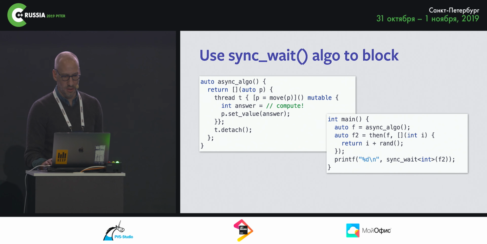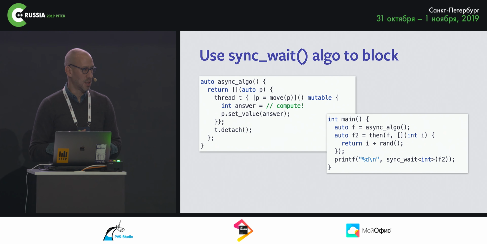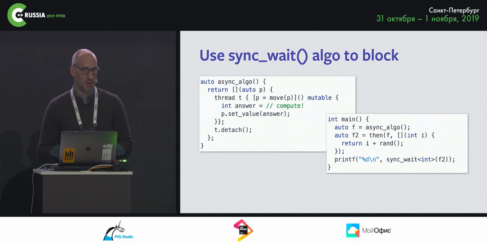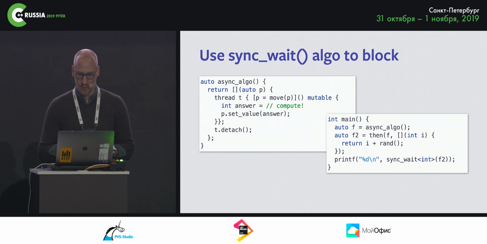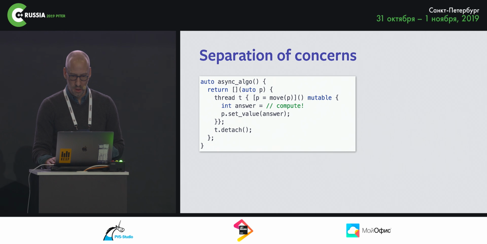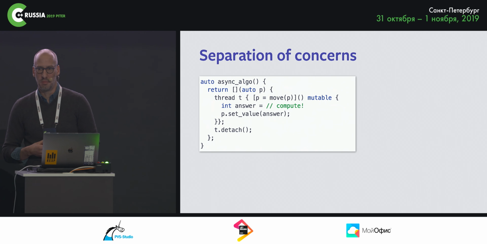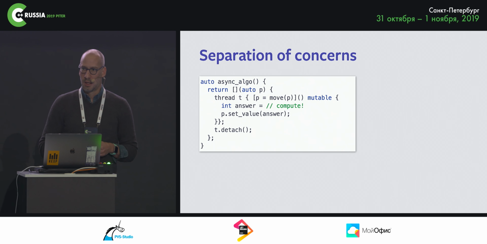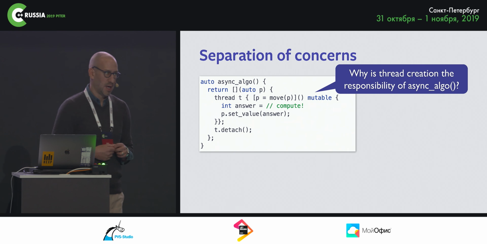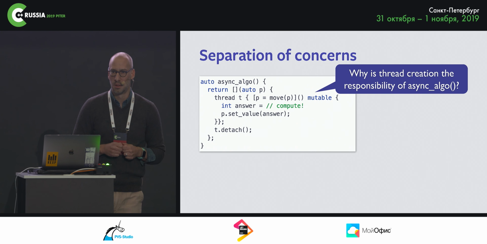So let's rewrite this to use sync wait. So now this is what our main function looks like. All right. Not bad. This asynchronous algorithm, let's look at it again, because it's got too much going on, right? Why is it launching a thread? Why is thread creation the responsibility of this asynchronous algorithm?